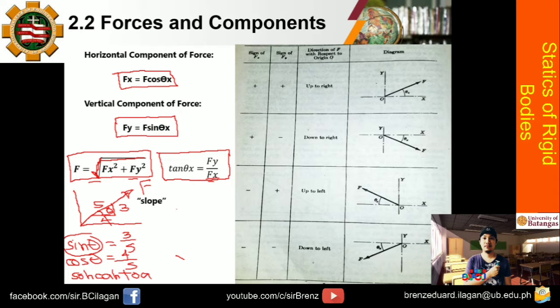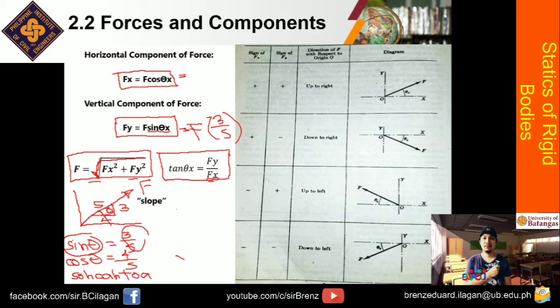So mangyayari, yung F, if you're going to solve for the Fy, for example, itong given na slope na to, itong Fy, that can be written also as F multiplied by yung sine. So that is just sin theta x, ito lang yung ipapalit mo, or F times 3 over 5. And to get the x component, so that is just equals to F times 4 over 5. Okay, so I hope may idea. So if nakalimutan, please try to review this topic, kasi gagamitin natin siya.